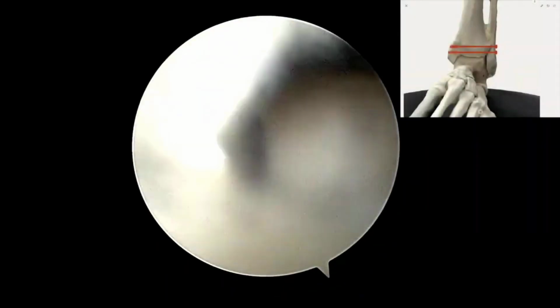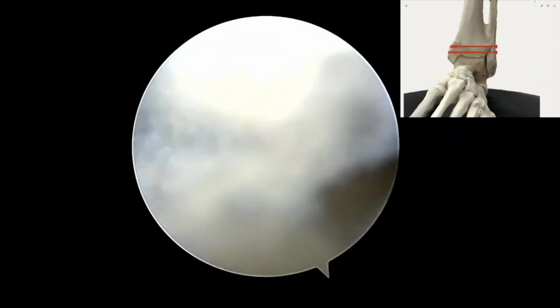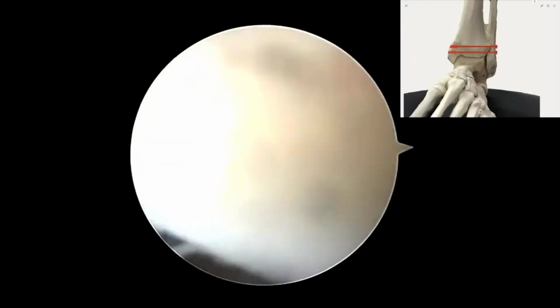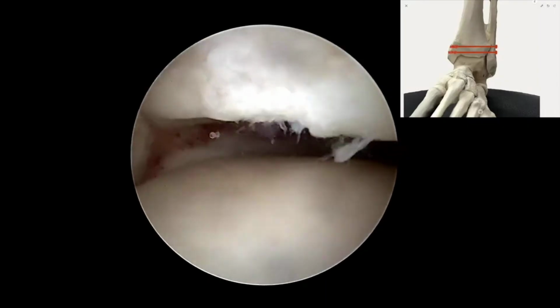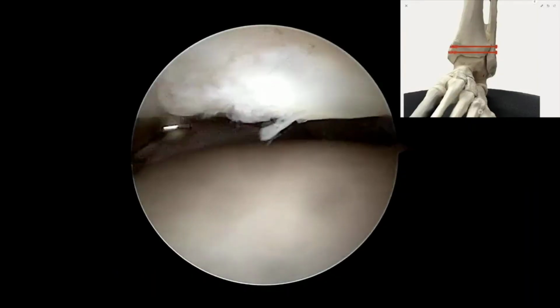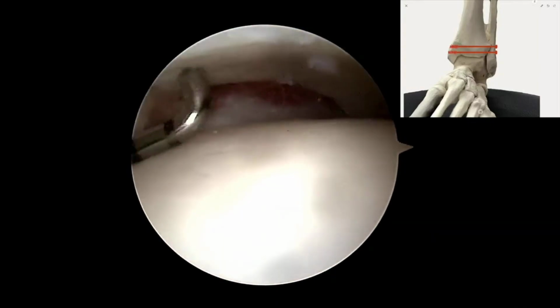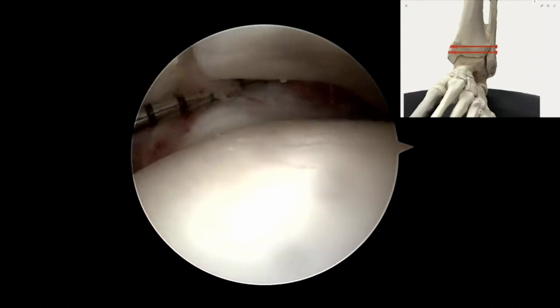At the top, you can see the tibia, while further down, you can see another bone called the talus. At the bottom left of the screen, I am using a hook to touch the syndesmosis. Normally, this cannot enter the joint so easily, and this is a clear sign that the joint is indeed unstable.